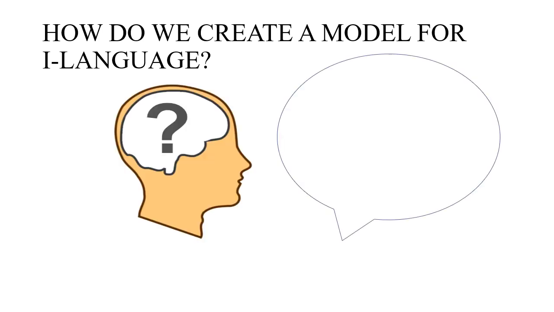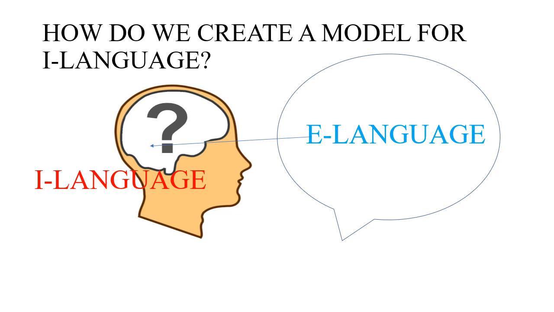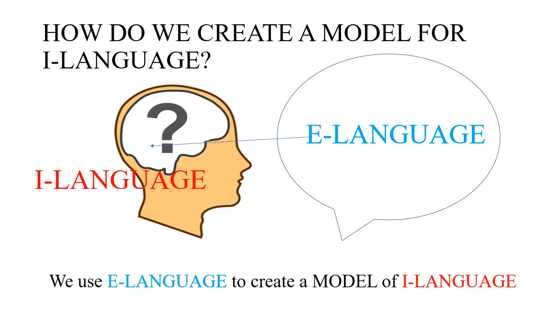Now, how do we create a model for the I-language? Remember that the I-language is what's in the mind. So we have the E-language. Now, the E-language is basically the only window that we have into this I-language. So what we do then is we use the E-language to create a model for the I-language.